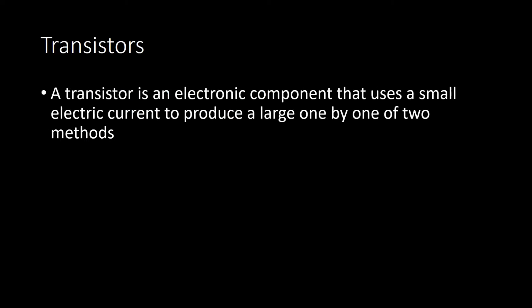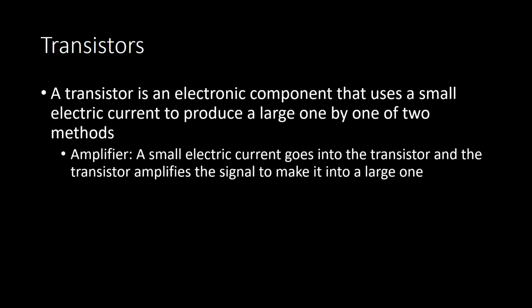So a transistor is an electrical component that uses a small electric current to produce a large one by one of two methods. So a transistor is a way of amplifying a current, or a way of making an electrical current bigger than what it normally would be. So the first is an amplifier. A small electric current goes into the transistor and it amplifies the signal to make it into a larger one. So in this case, it's the same signal going in and coming out. It's just larger or stronger when it comes out than when it went in.